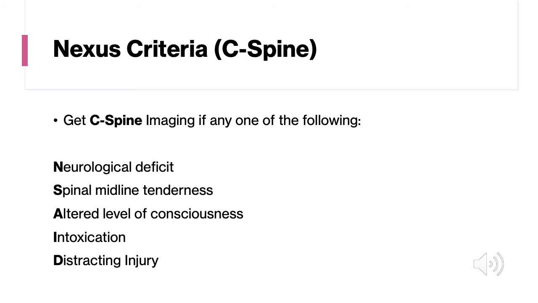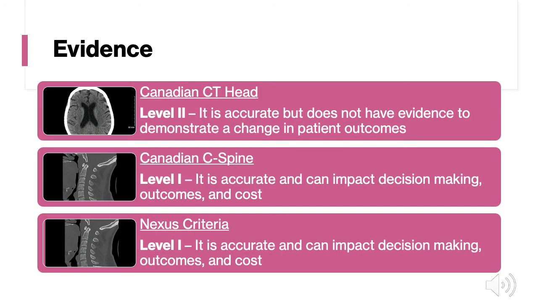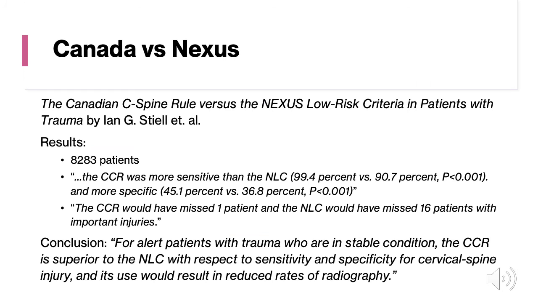Because these are evidence-based tools for decision-making, we should go over the levels of evidence for each of them. The Canadian CT head rule has level 2 evidence, which means it's accurate, but there's not enough evidence to demonstrate a change in patient outcomes. The Canadian C-spine and Nexus criteria both have level 1 evidence, which means both of these are accurate, can impact decision-making, outcomes, and cost.